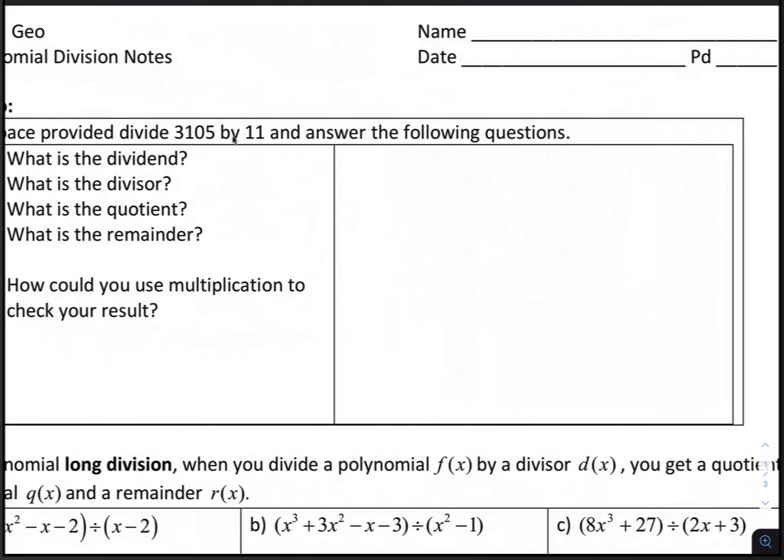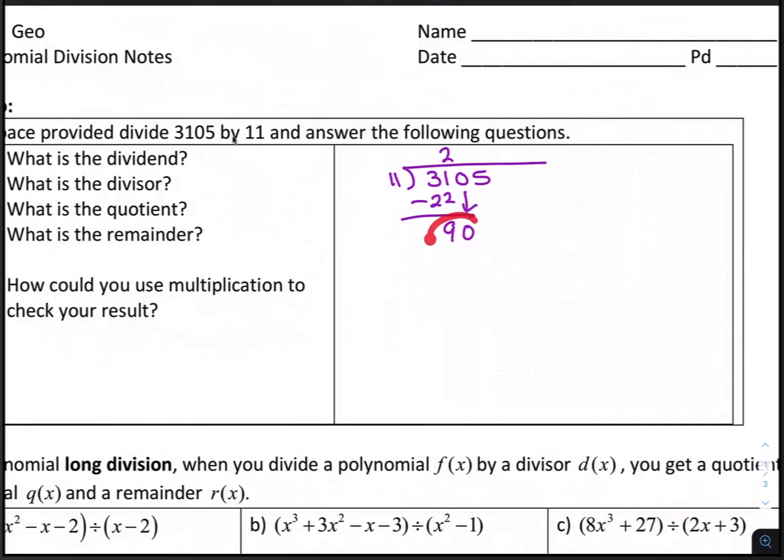So we have our divisor is 11. It goes on the outside. The dividend is 3105. First, you're going to divide 11 into 31. That goes 2 times. 2 times 11 is 22, and then you subtract. 31 minus 22 is 9. Then you bring down the 0.